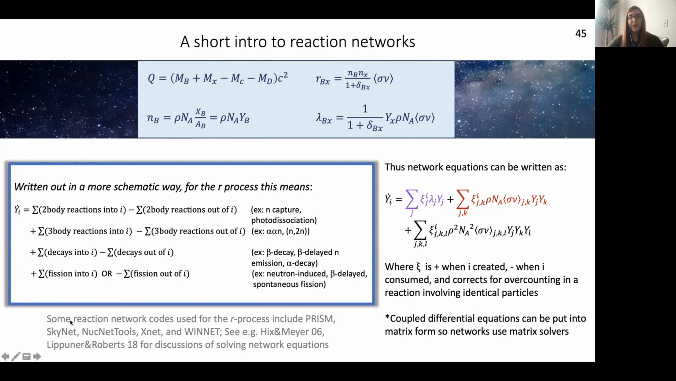I also wanted to make a note here about the different types of reaction networks that are used for the R process in the current literature. That includes PRISM, Skynet, NukeNet Tools, XNet, and WinNet. And then here are two different papers, which I highly recommend if you want to read more about reaction networks, solving reaction network equations. They go through things in a very instructive manner.